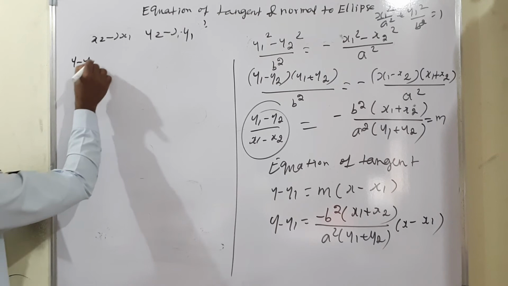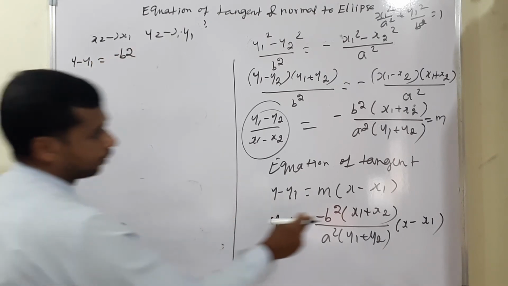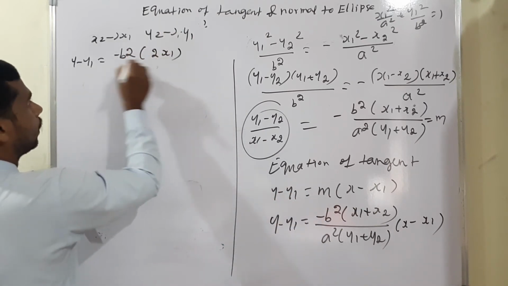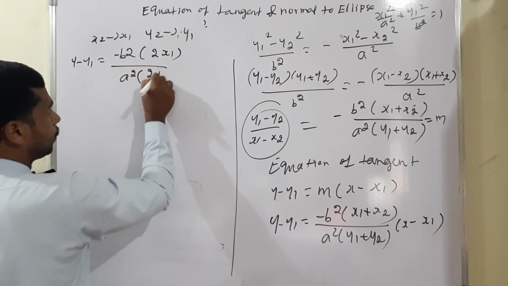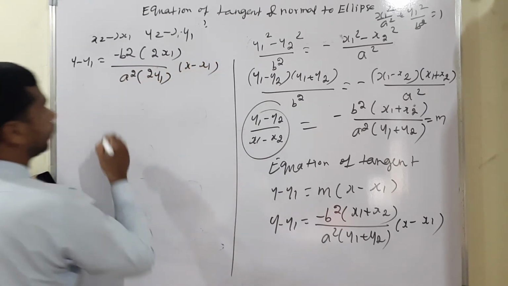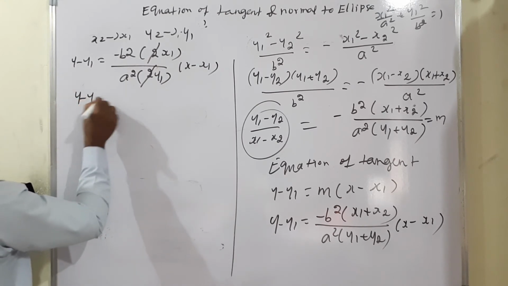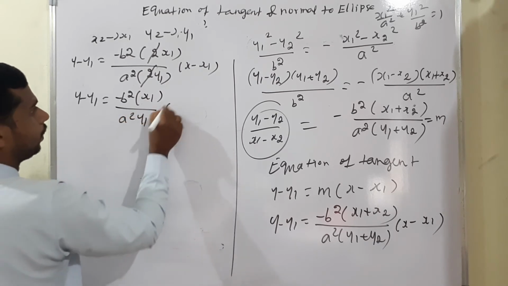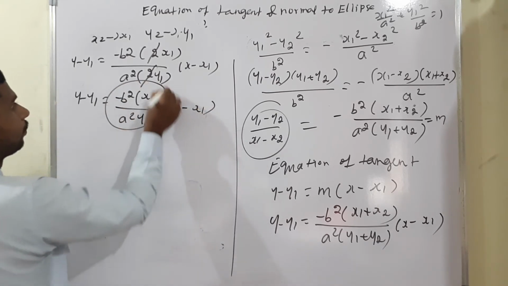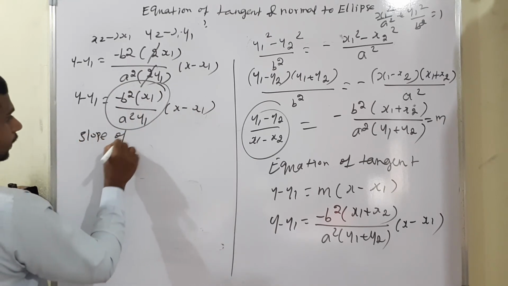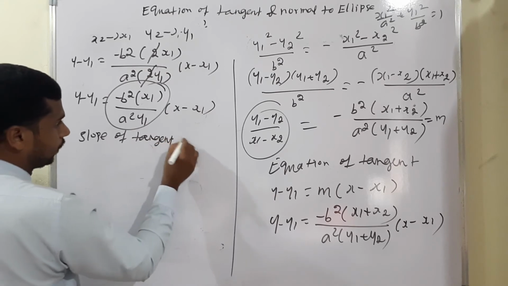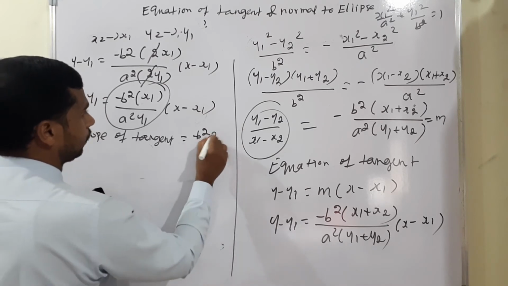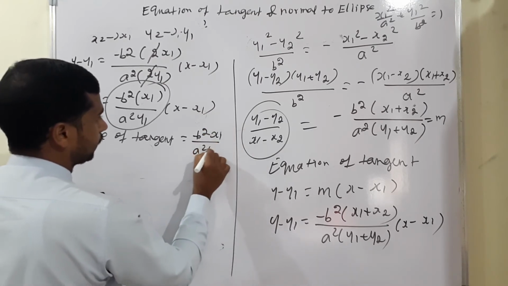Condition: y minus y1 is equal to minus b square. Instead of x2, apply x1, so we can write now 2 x1. Then the denominator also we can write it 2 y1 into x minus x1. So 2 cancel, means y minus y1 is equal to minus b square x1 divided by a square y1 into x minus x1. This is the term of, what is the name? Slope of tangent. So slope of tangent is equal to minus b square x1 divided by a square y1.